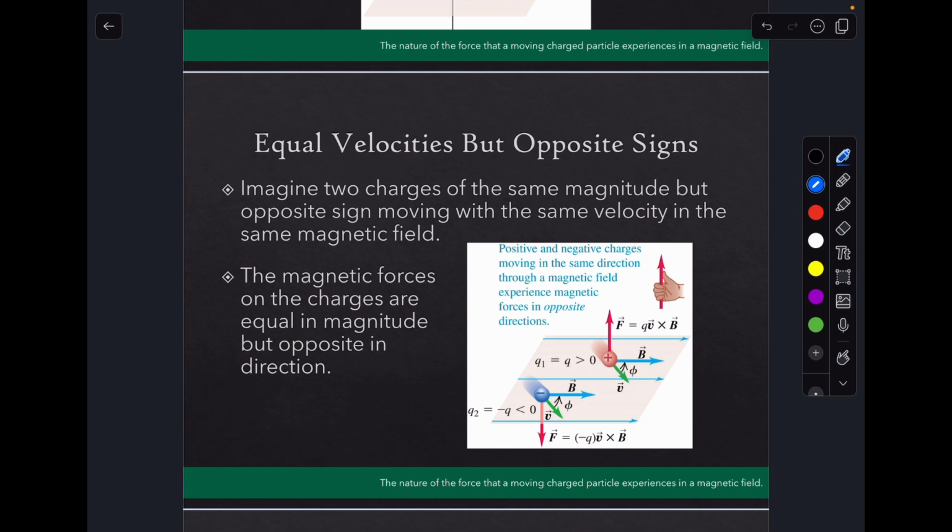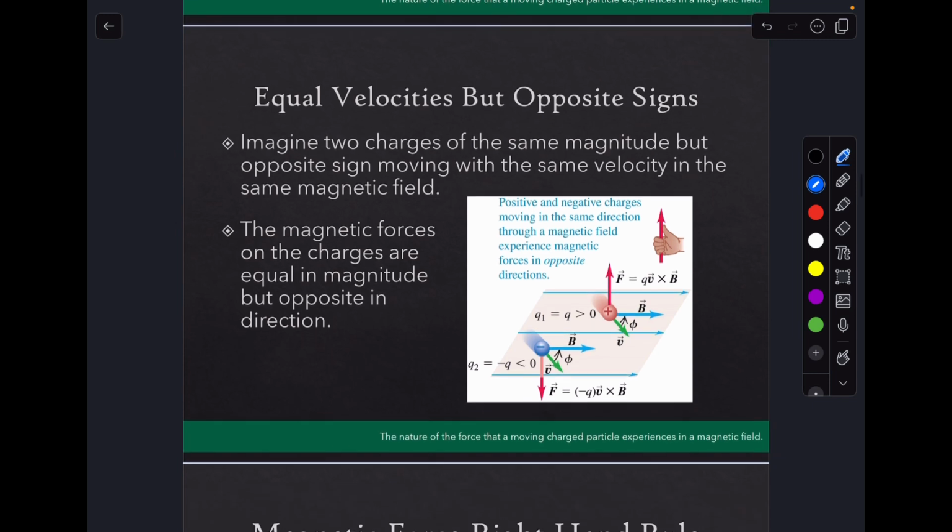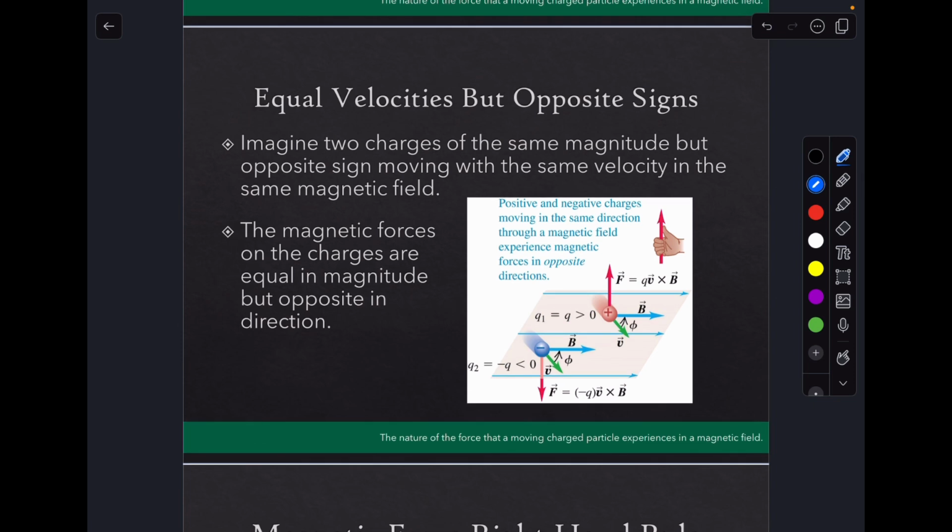So imagine two charges, same magnitude, opposite signs. They're both moving with the same velocity, meaning they're both moving in the same direction with the same speed. What happens? The magnetic forces on each of those particles are equal in magnitude and opposite in direction. This situation comes up all the time.